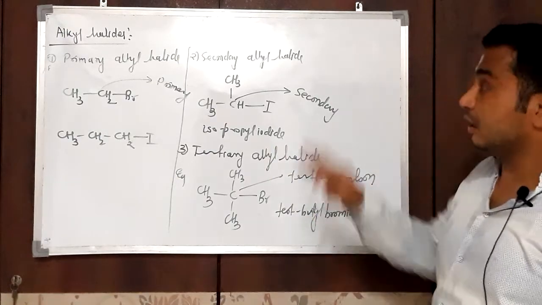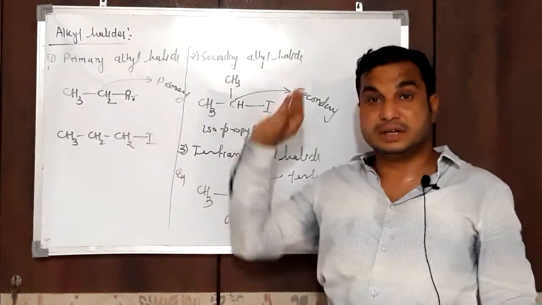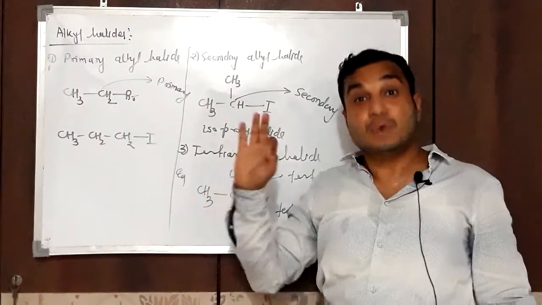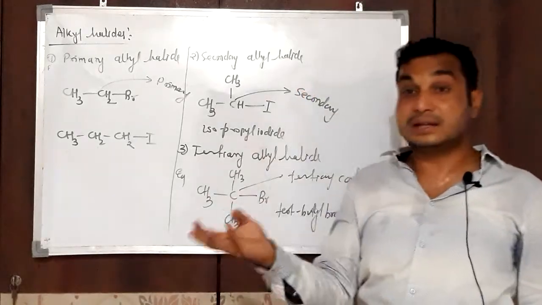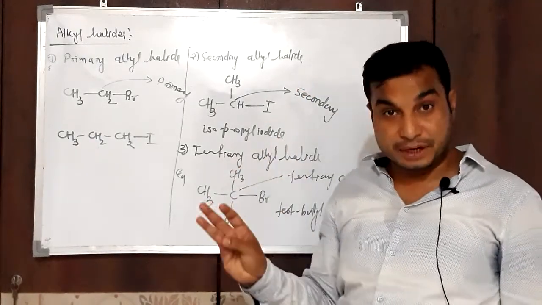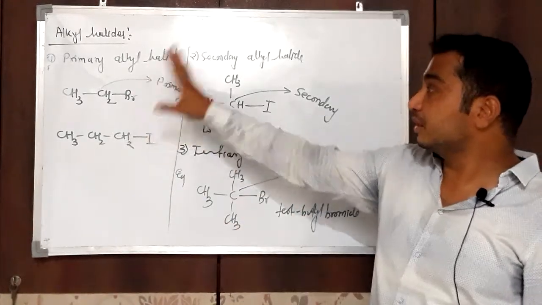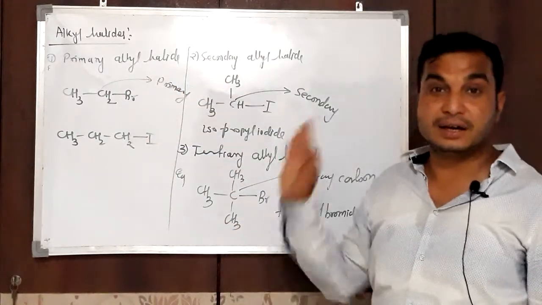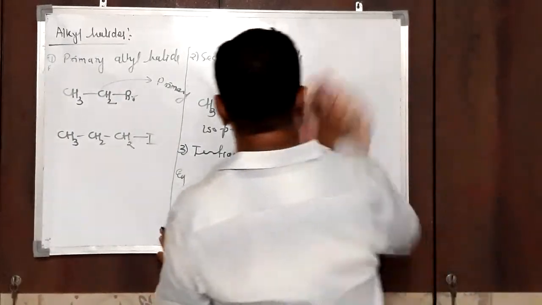So, alkyl halides are classified into three types: primary, secondary, and tertiary. On what basis? Whether the carbon bearing the halogen atom is primary or secondary or tertiary, that will decide the primary, secondary, and tertiary alkyl halides. Now, next part, very simple.